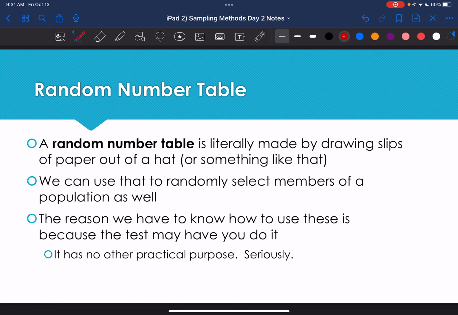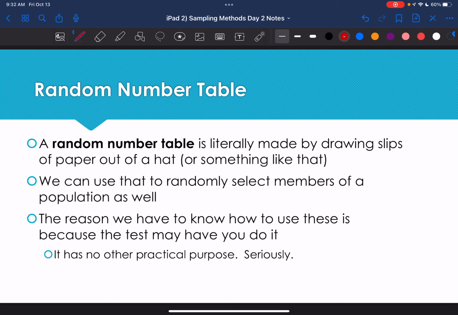All right, random number tables, they're just annoying, right? In the modern day, we would not use these. We would use a random number generator, which you could make an argument that computers aren't truly random, but they're pretty good. As far as we're concerned, it's more random than a person is.